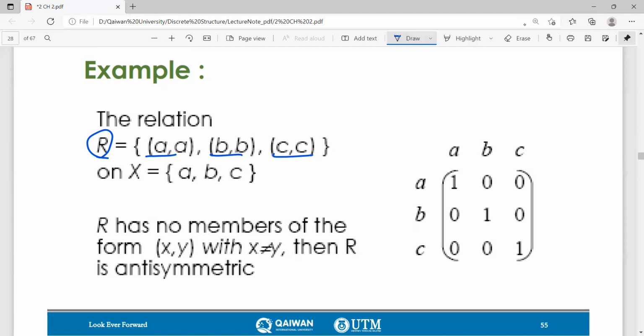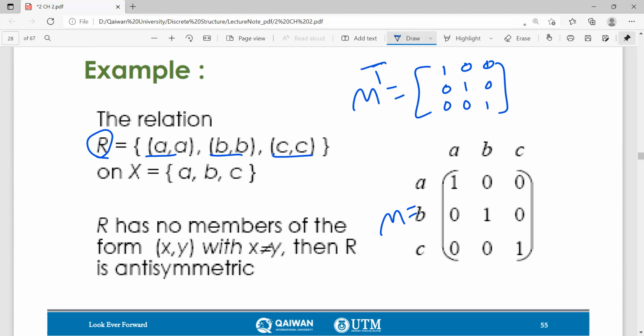Let's find its transpose. If this is M, so M transpose equals what? 1, 0, 0 is the first row, and the second row 0, 1, 0, and the third row is 0, 0, 0. Okay, is this symmetric? Yes, that's symmetric. As you see, these two matrices are the same. We say if M equals M transpose, then the relation is symmetric.